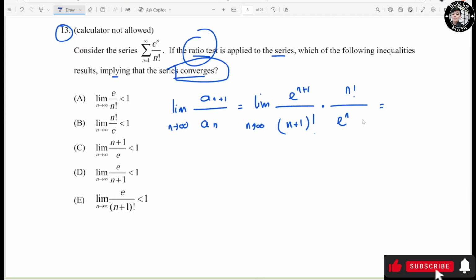Now we're going to simplify this, this cancels out. We have e on the top, right? The bottom right here, you have n plus 1. Now when n approaches infinity, this approaches 0, right? Which is less than 1, right? So the answer must be D.